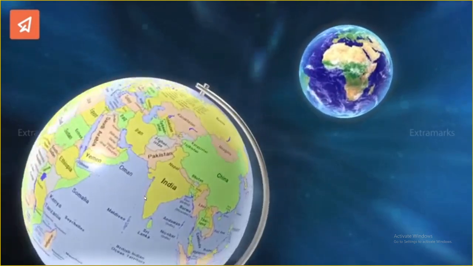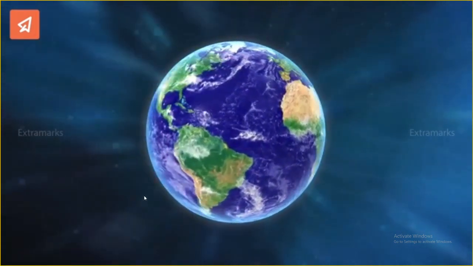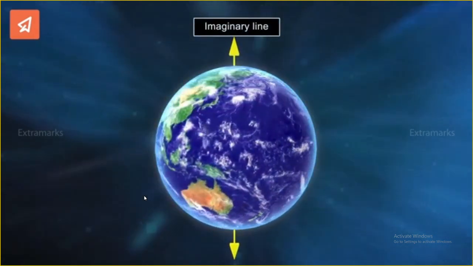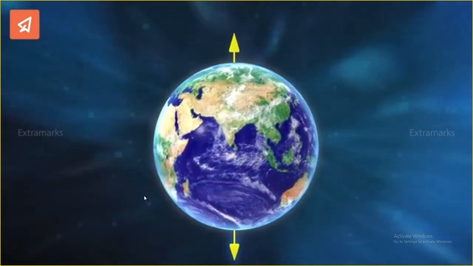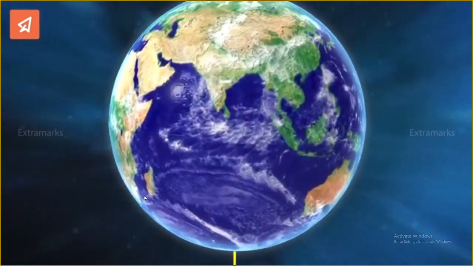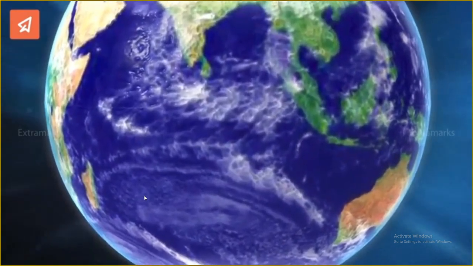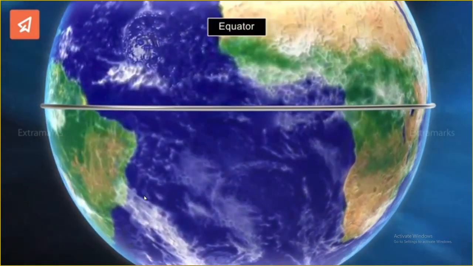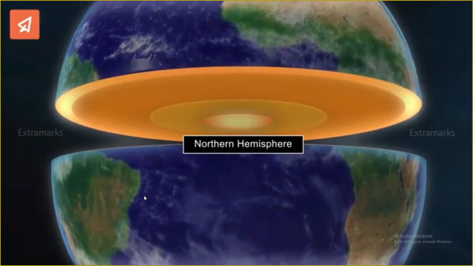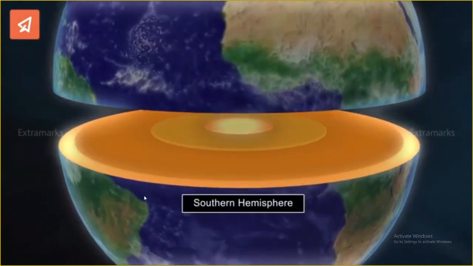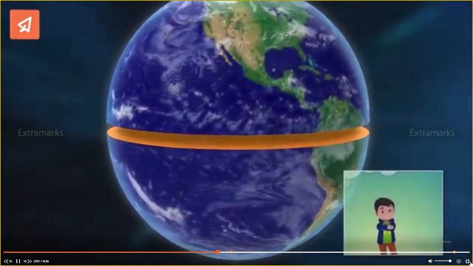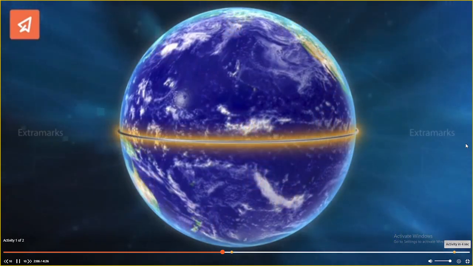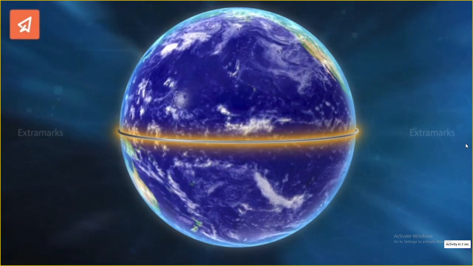But does this mean that the Earth also has an axis? No. The Earth rotates around an imaginary and not a real axis. Can you think of another imaginary line that divides the Earth into equal halves? Yes, that's right. The equator divides the Earth into the northern hemisphere in the top half and the southern hemisphere in the bottom half. Now, if we want to find the location of a place on Earth, how do we find it? The equator is a vital reference point for determining locations on the globe.